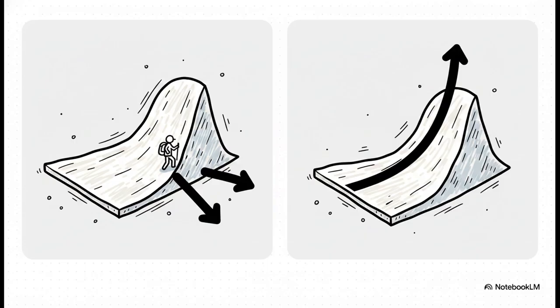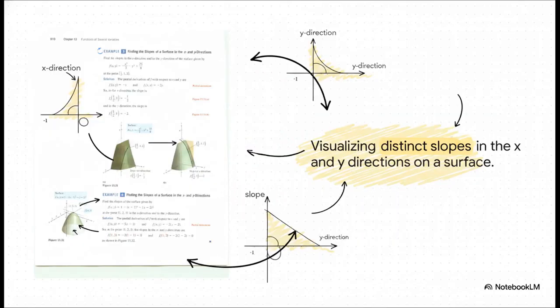Imagine you were standing on the side of one of those wavy mountains. Your steepness, your slope, depends entirely on which way you choose to face. Facing east, moving strictly along the x-axis, might be a totally gentle downhill walk. But if you pivot on your heel to face north, moving along the y-axis, you might suddenly be staring straight up a severe vertical incline. So the crucial point here is that in 3D space, slope is no longer just one single number like it was back in basic algebra.